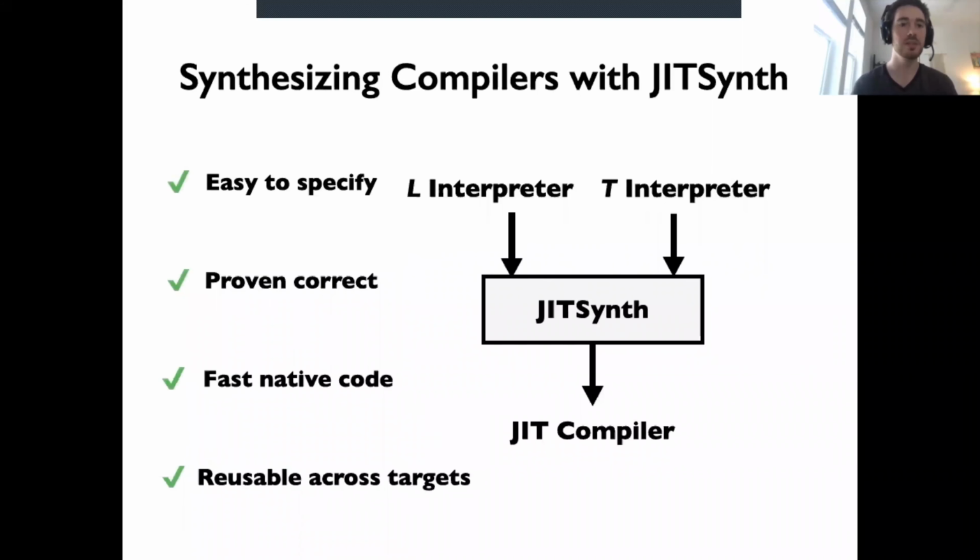JITsynth is our tool for synthesizing JIT compilers. Given interpreters for source language L and target language T, JITsynth outputs a verified JIT compiler from L to T. This allows developers to write JIT compilers with relatively little effort, all while avoiding bugs. Moreover, porting the language L to a new target only requires writing an interpreter for that new target, rather than writing a compiler.